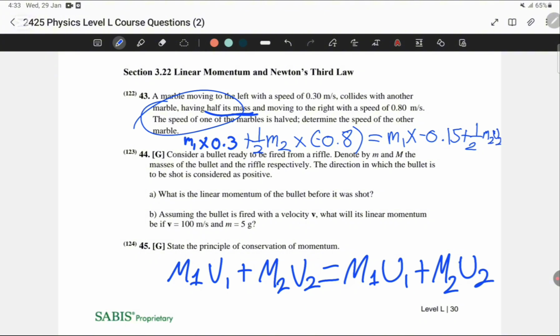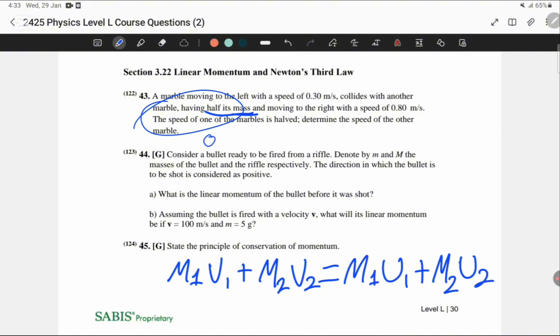u2. Okay, so now the first thing we can do here is cancel out the mass, because everything here is multiplied by the mass. We can remove the mass on this side, and remove the mass here as well as here. So now we simplified the equation. 0.3 plus 1 over 2 times negative 0.8 equals negative 0.15 plus 1 over 2 u2.